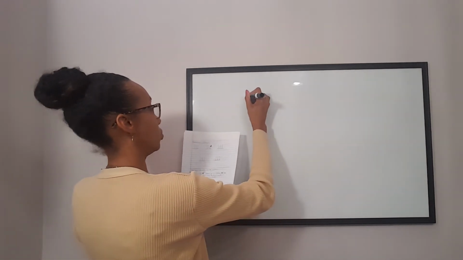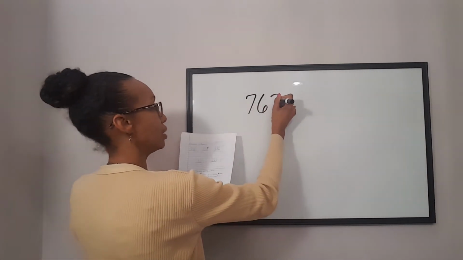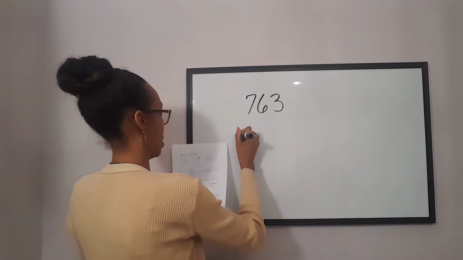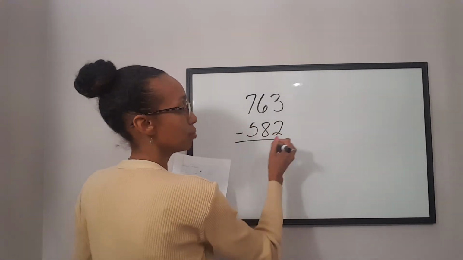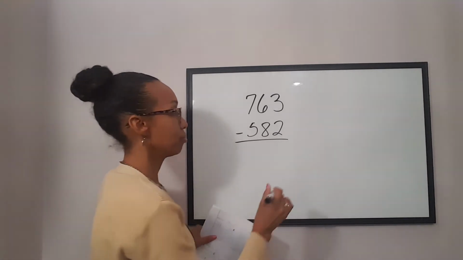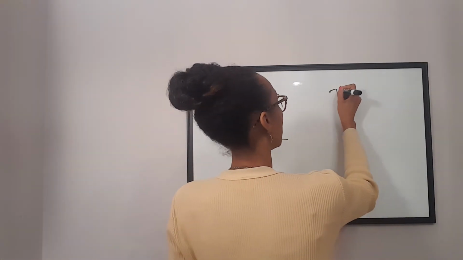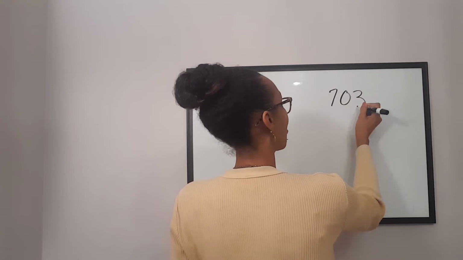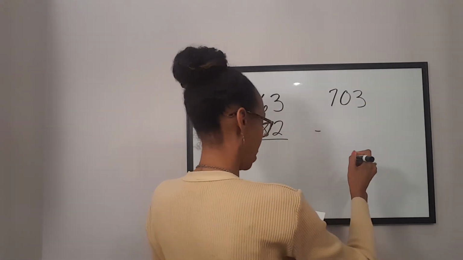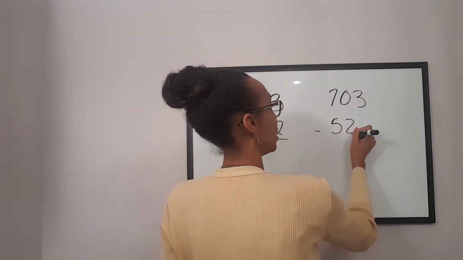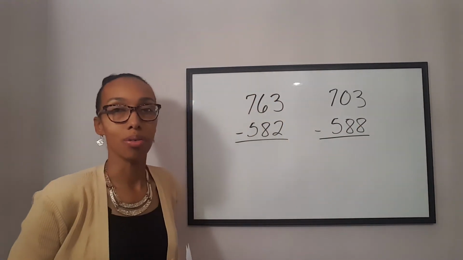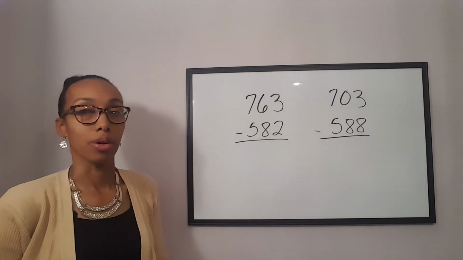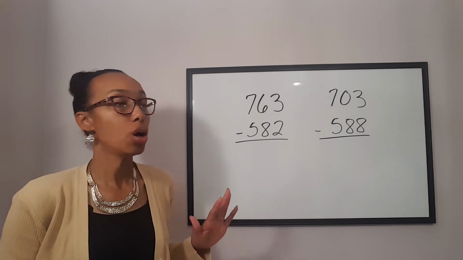All right, the first one, 763 minus 582. And the second one, 703 minus 588.